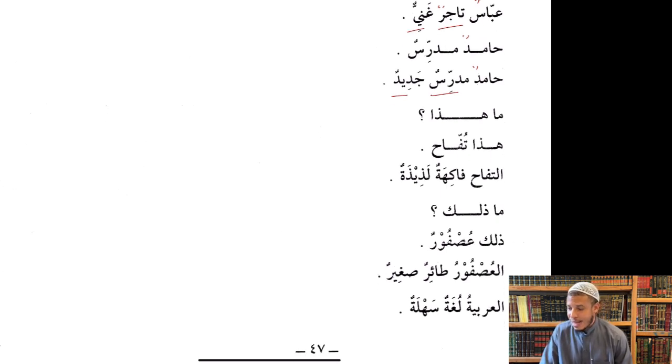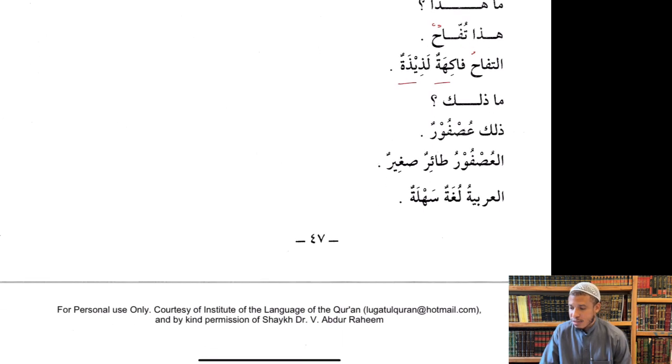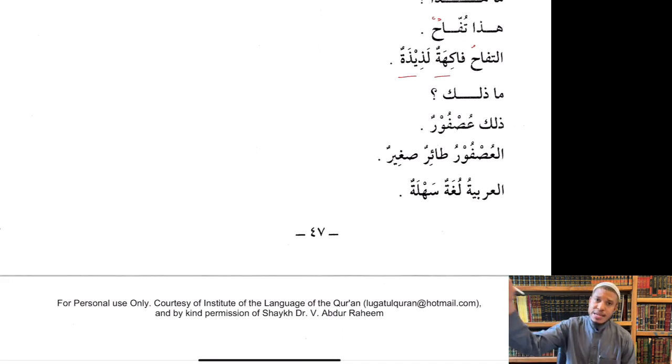Ma hadha? What is this? Hadha tuffahun. All right, write your endings in. At-tuffahu fakihatun ladhidatun. Look, na'at man'ut. The apple is a delicious fruit. What type of fruit is it? It's delicious. You're describing it with an adjective. Ma dhalika, ism ishar al-ba'id, mudhakkar.